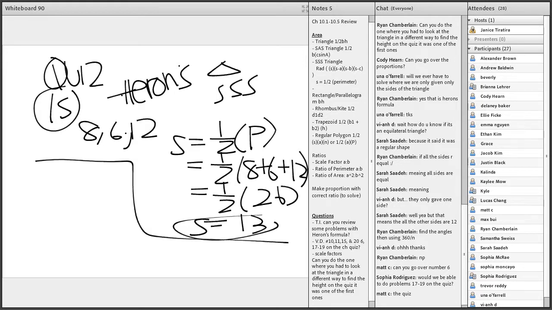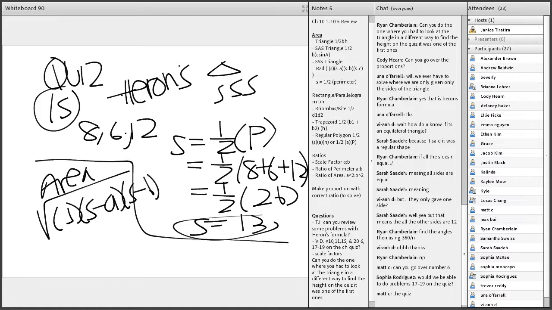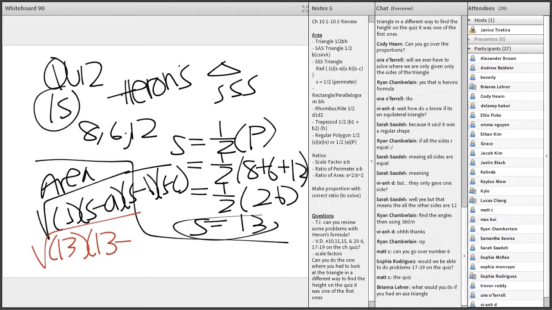Then step 2 is now area time. So that is this weird wonky formula. You do S times S minus side A, S minus side B, S minus side C. So technically you could get a rad answer from this, right? You could not put it in your calculator and keep it in rad form unless it says round to the nearest tenth. So we already have S, so I'm going to plug it in. I have 13. 13 minus 8. 13 minus 6. 13 minus 12.